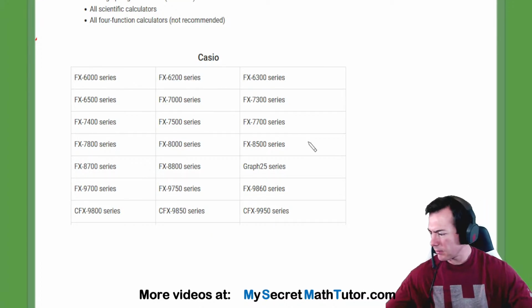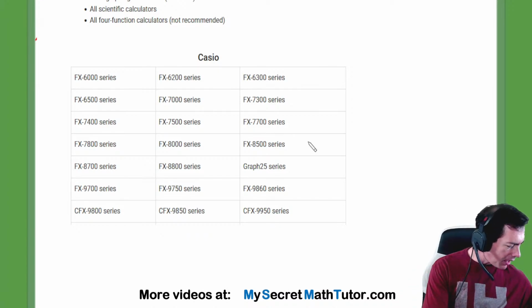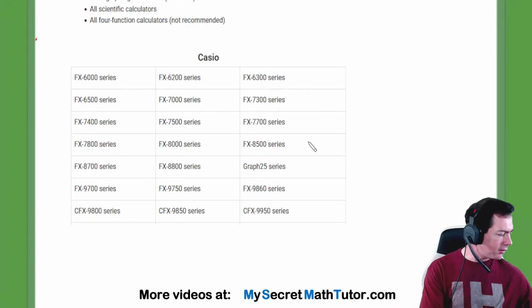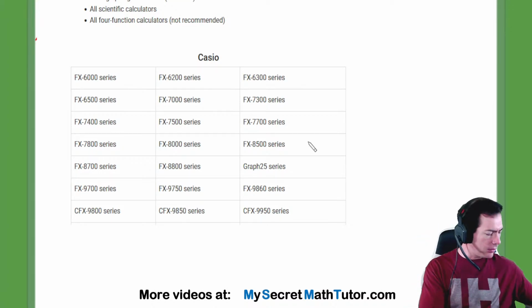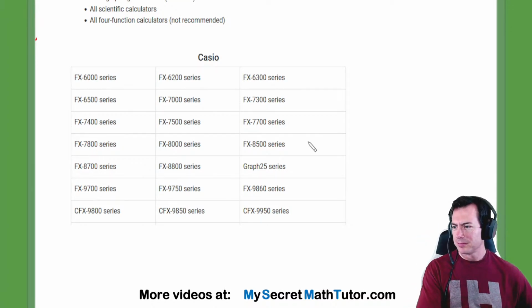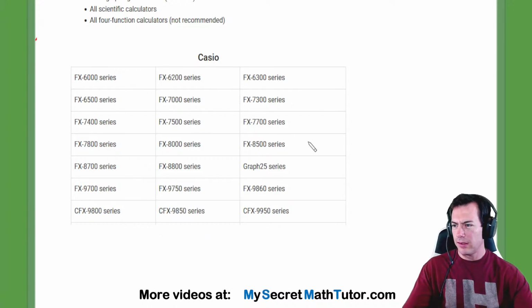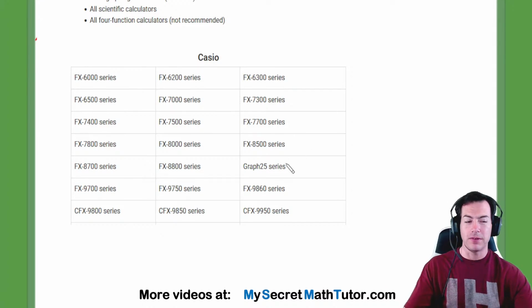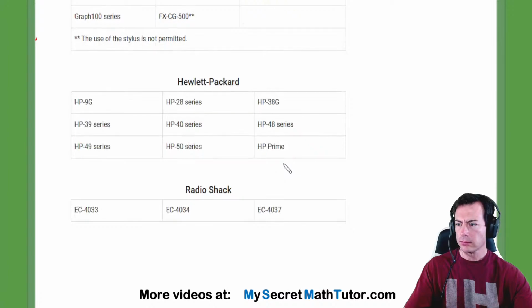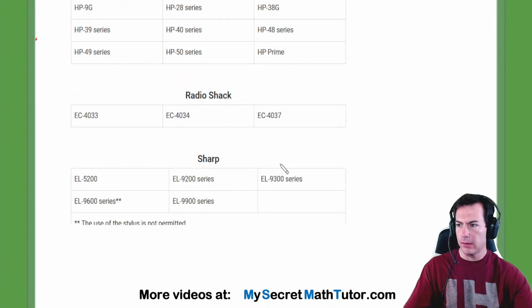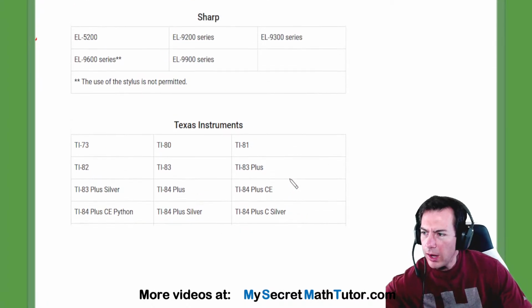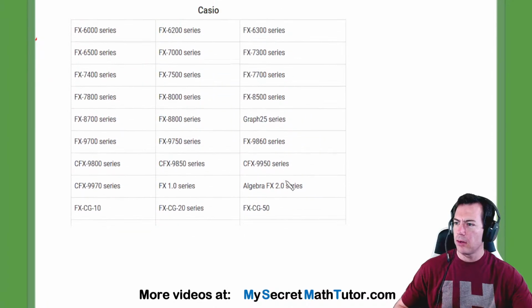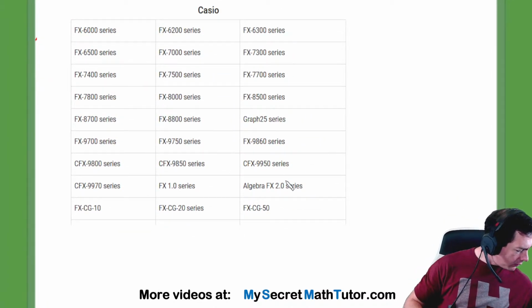And there's plenty of options when it comes to scientific calculators. Here I have one I pulled out of my desk. This one's a TI-30XA. It's kind of an older one. But here you can see they have listed a whole bunch of Casio ones, a whole bunch of HPs, Radio Shack, Sharp, Texas Instruments. Yeah, there's lots of options. I have a couple of Casio ones that I like to definitely use.